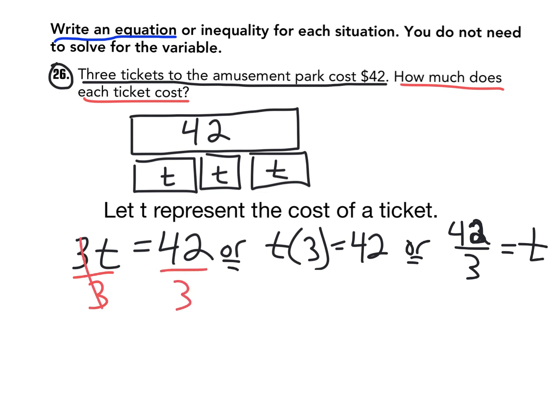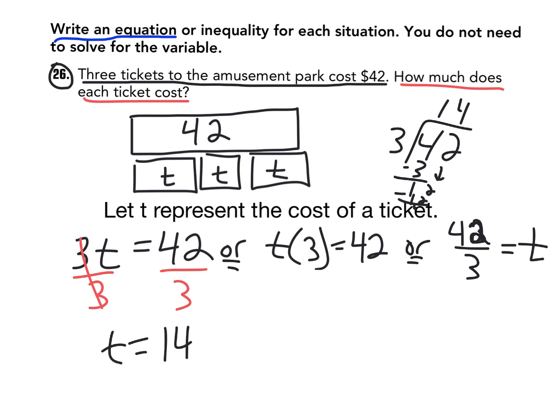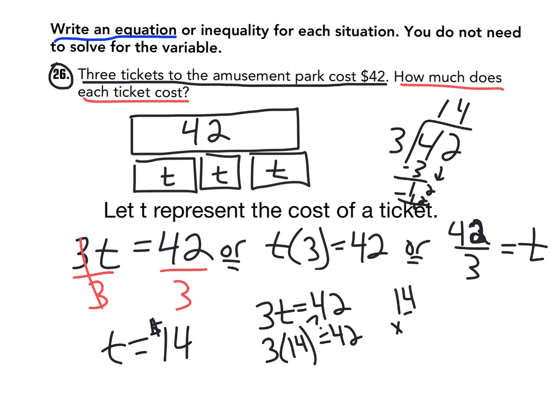And if you work that out, I'm going to work it out up here. 42 divided by 3 is 14. So that tells me each ticket costs $14. That seems reasonable. And once again, if that was my equation, I could substitute it back in here and make sure that that works. So 14 times 3 is 42. And we know we've got the right answer.